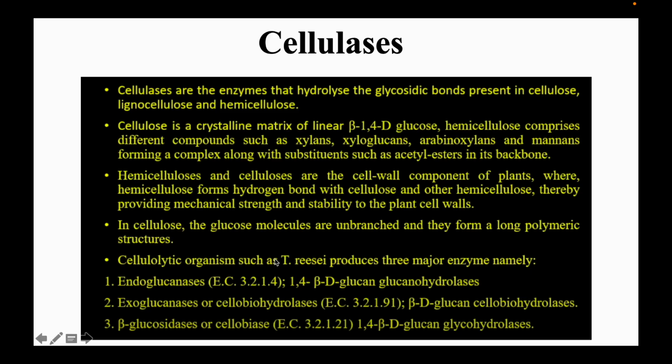So cellulolytic organisms such as Trichoderma reesei produce three major enzymes: endoglucanases, exoglucanases and beta glucosidases or cellobiases. So endoglucanases, as the name suggests, will chop from in between. Exoglucanases will start degrading cellulose from the ends, either from the reducing end or from the non-reducing end. And then we have beta glucosidases or cellobiases.